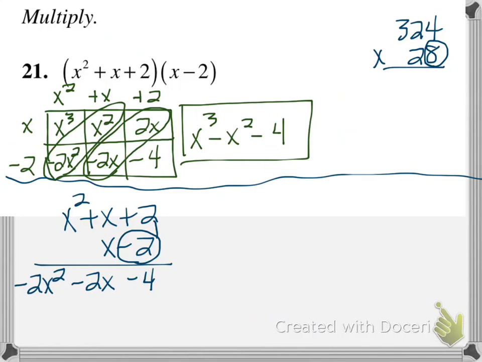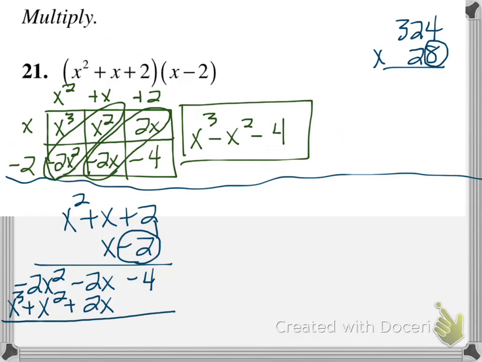Then you would go through and do the same with the x. X times 2 is 2x. Now notice I lined it up with its like term. And it's positive 2x, so I put a plus. X times x is x squared. And x times x squared is x cubed. I'm running out of room.